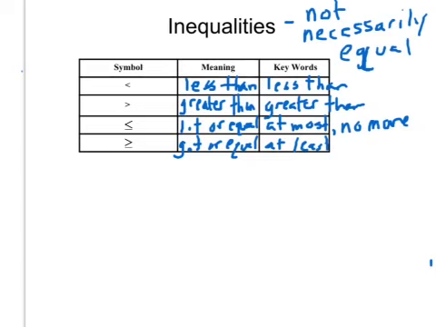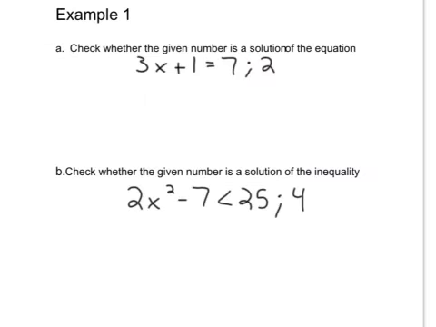Now let's talk about some wonderful examples coming up here. We got example 1. We'll give this a part A and a part B. Part A says to check whether the given number is the solution of the equation. So here's my equation, and I want to check, is this number a solution of it? All I need to do is take this number and plug it in when I see the variable. You've done this before.